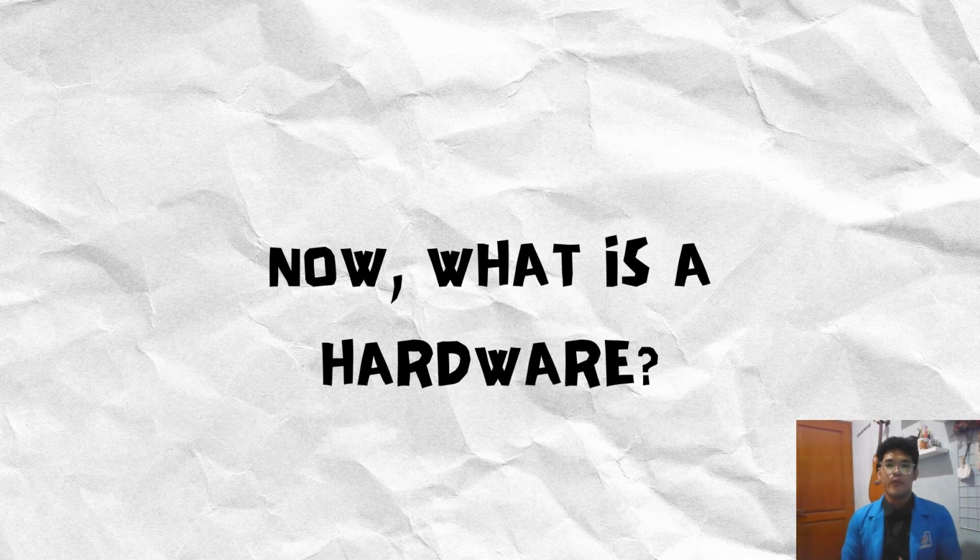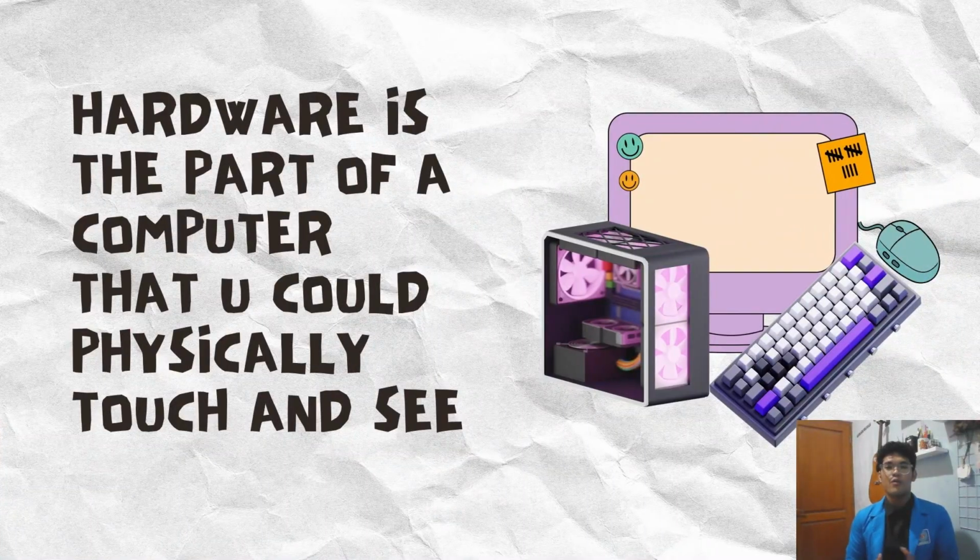Now, what is hardware? We already talked about software, so now I will explain to you what hardware is. Hardware is the part of a computer that you can physically touch and see. For example, right here there's a computer, a monitor, a keyboard, and also a mouse.